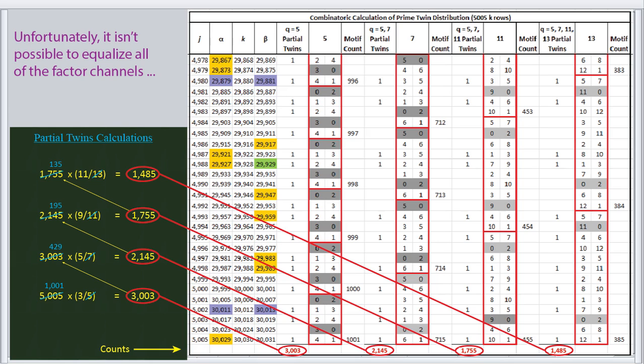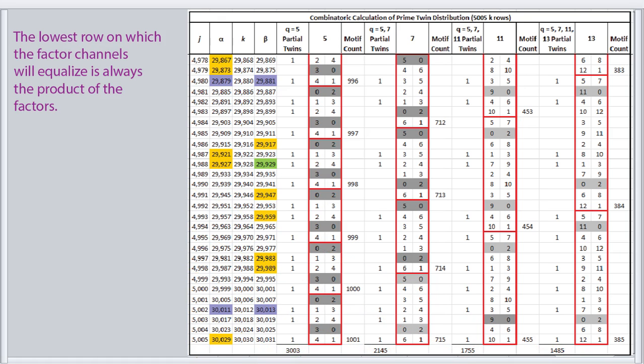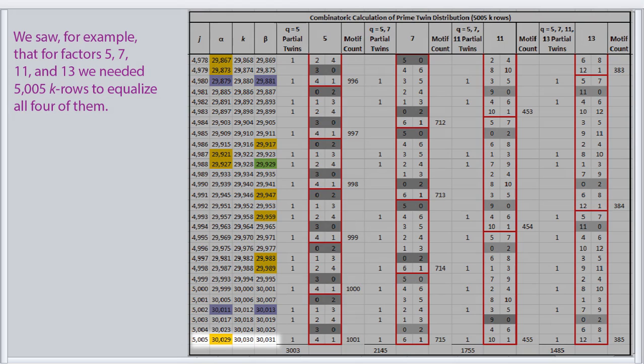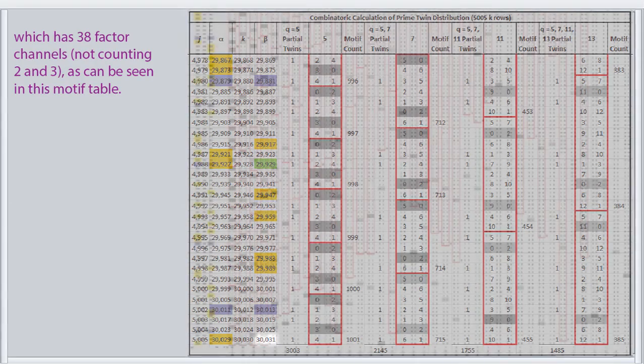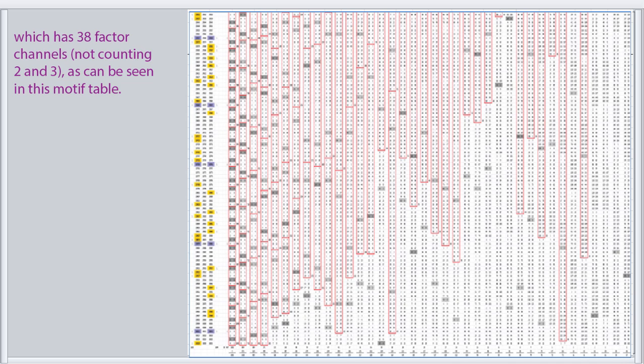Unfortunately, it isn't possible to equalize all of the factor channels when we calculate the number of twins up to a given prime square. The lowest row on which the factor channels will equalize is always the product of the factors. We saw, for example, that for factors 5, 7, 11, and 13, we needed 5005 k-rows to equalize all 4 of them. The problem is that the beta complement at j equals 5005 is 30,031, which has 38 factor channels not counting 2 and 3, as can be seen in this motif table.